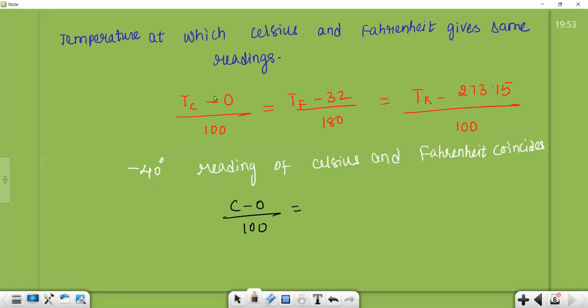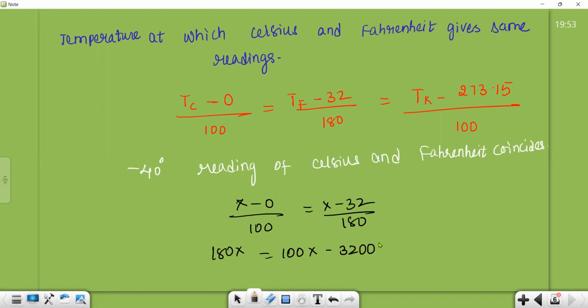So TC and TF are equal. The previous one we did, so let us do it again. X minus 0 by 100 is equal to X minus 32 by 180. So it will be 180x is equal to 100x minus 3200.